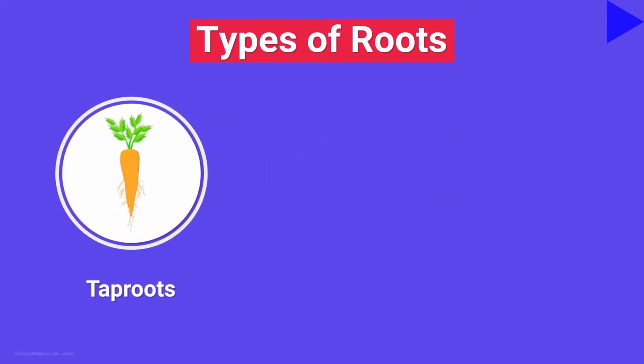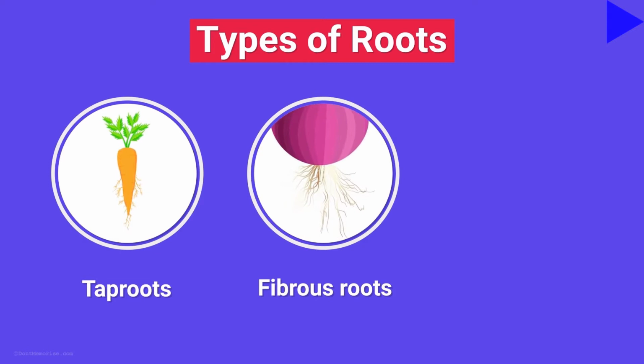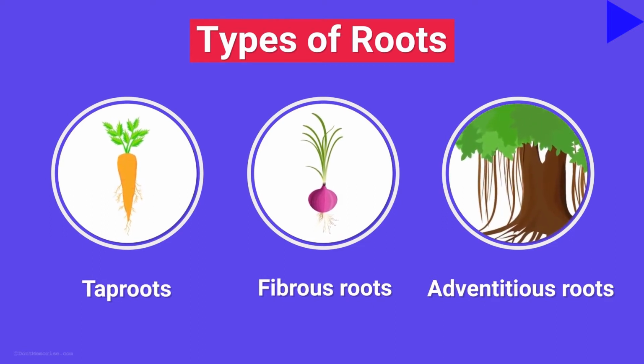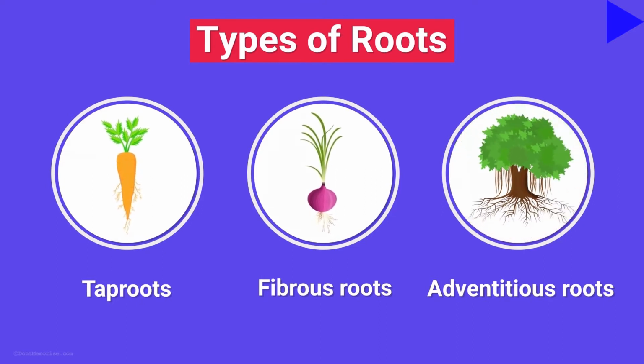The second type is the fibrous roots. In this type, several smaller roots come together to form a single bunch-like structure, just like in the case of onion roots. Lastly, we have the adventitious root system. Here, the roots arise from different parts of the plant like the stem, branches, leaves, and so on. The prop roots of the banyan tree can be considered a good example of adventitious roots. So this was about the types of roots.